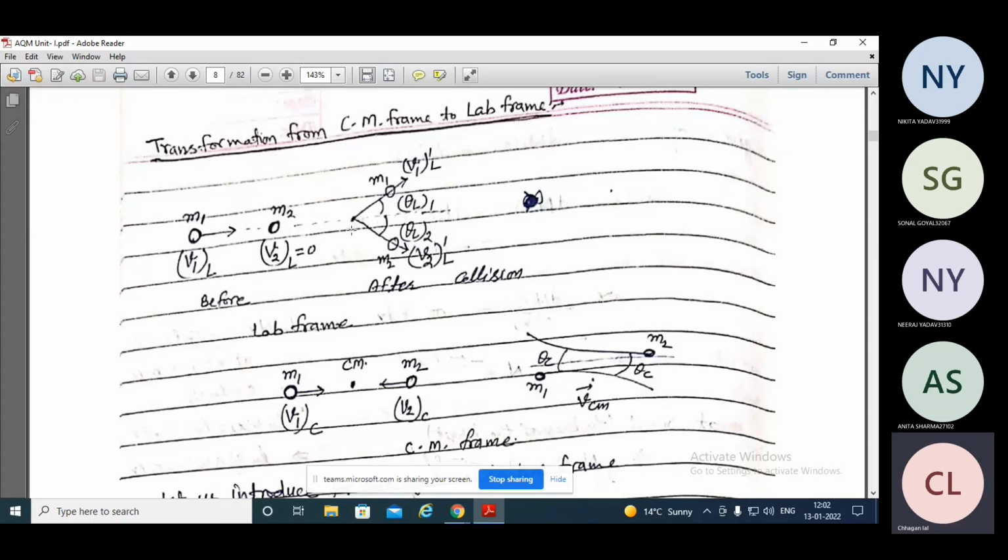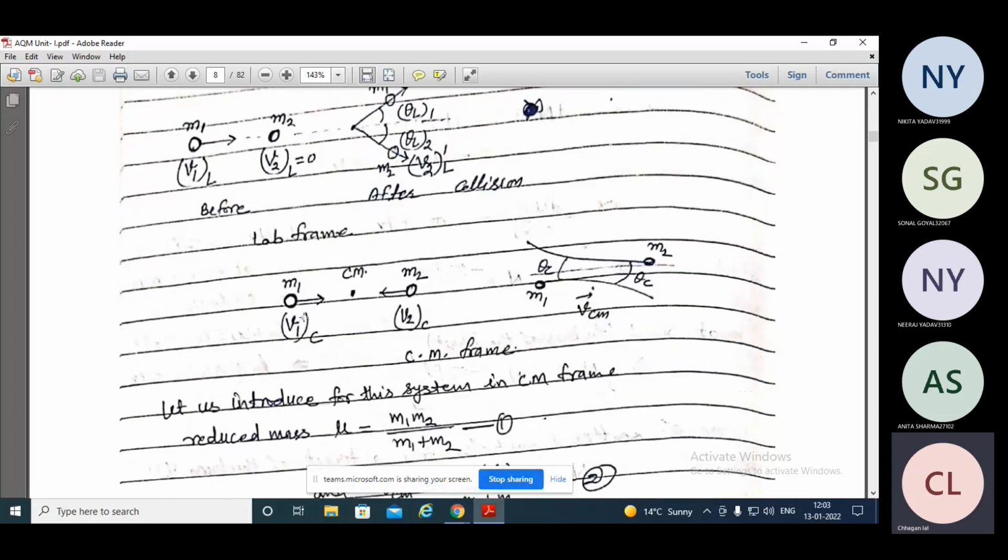After the collision, these particles go this way. The m1 particle goes in the xy plane with the scattering angle theta L1. That means in the laboratory frame, the m1 particle goes with velocity v1L prime at the scattering angle theta L1. The other particle m2 goes into the x and minus y plane, with velocity v2L prime and scattering angle theta L2. So this is the lab frame.